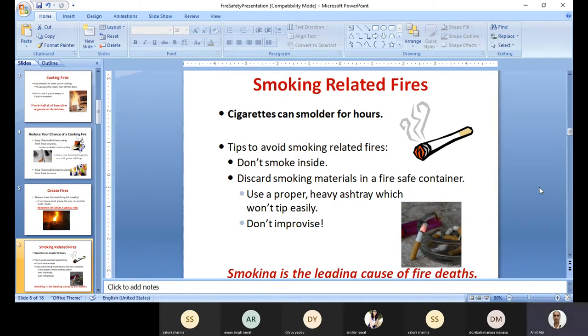Okay, for that, a proper heavy ashtray, and that should be totally not flammable. If a light plastic ashtray is placed there, that will not serve the purpose. Itself, it could cause a fire.